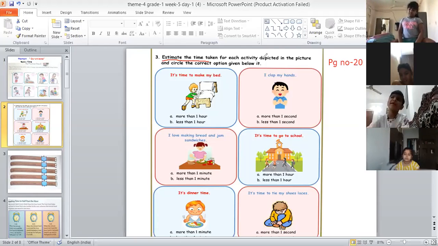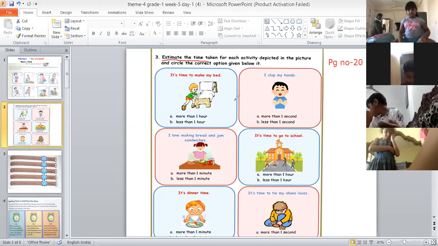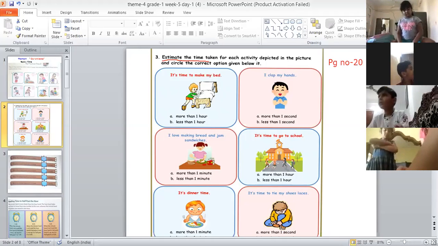There is some network issue. Zed, am I audible to you? Yes, ma'am. Okay. Devansh, there is some network issue from your side. Please check it. Okay. Zed, tell me what that boy is doing in the first picture. Read that question.